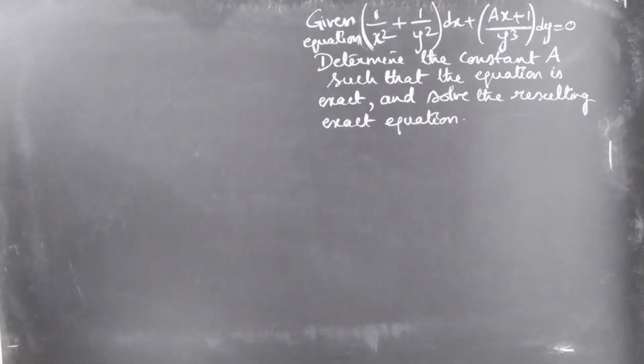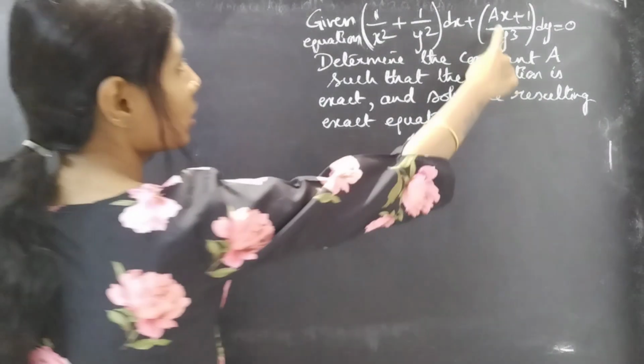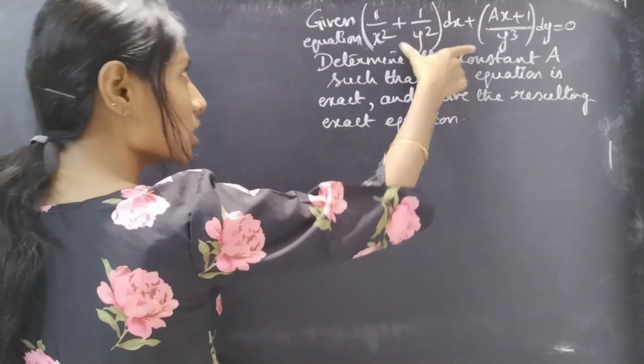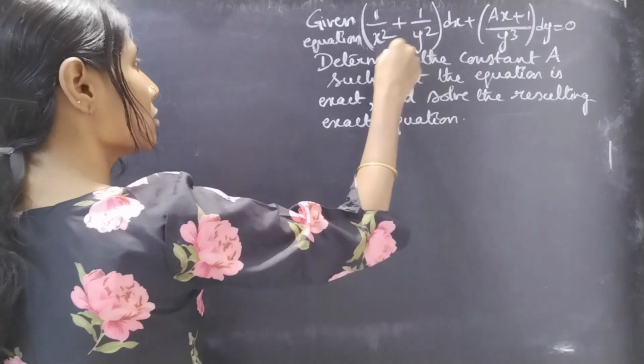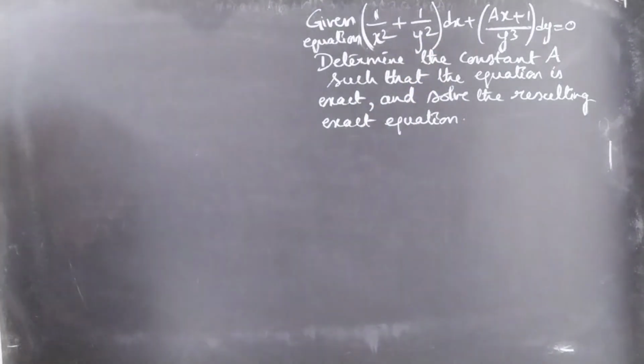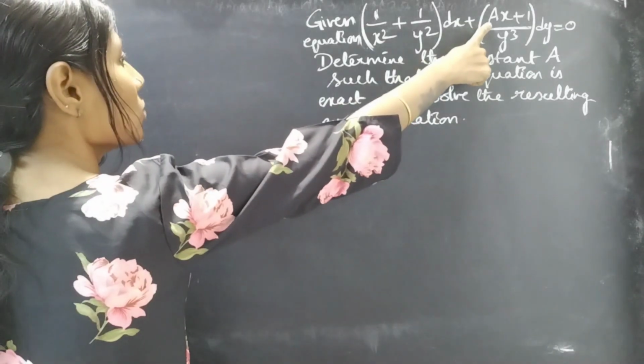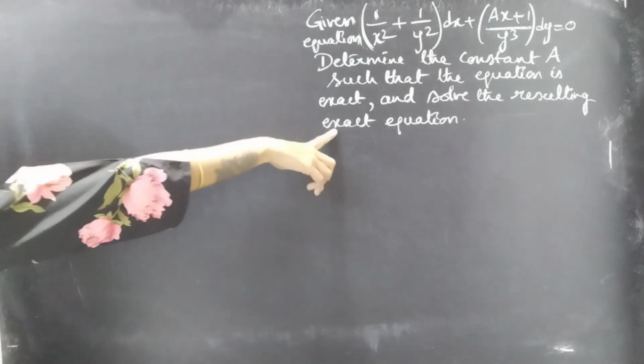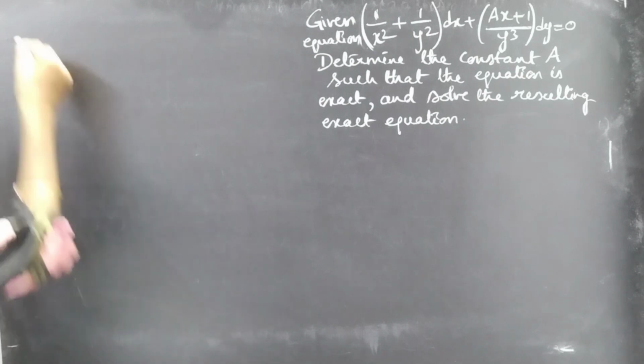So we are given a differential equation and here we need to find this a, assuming that the given differential equation is exact. We'll find a and then substitute a in this equation, and then we'll find the resulting exact equation. Okay, resulting exact equation. Fine.